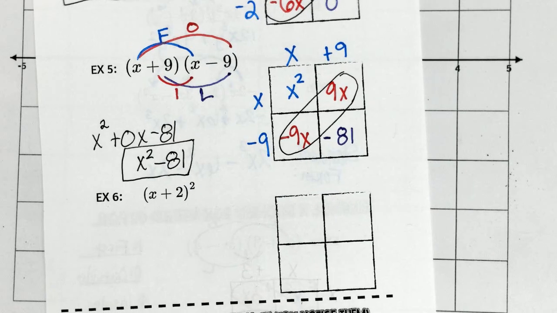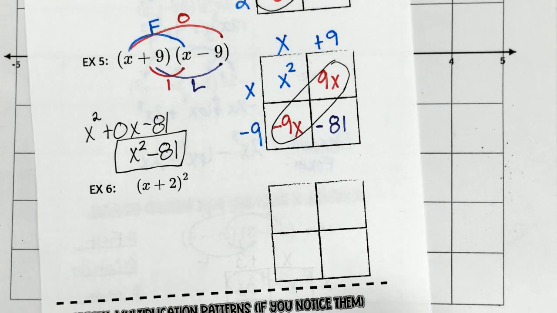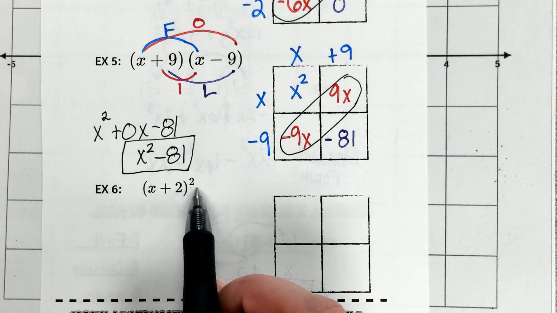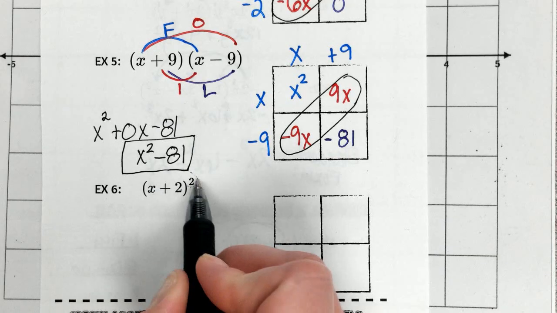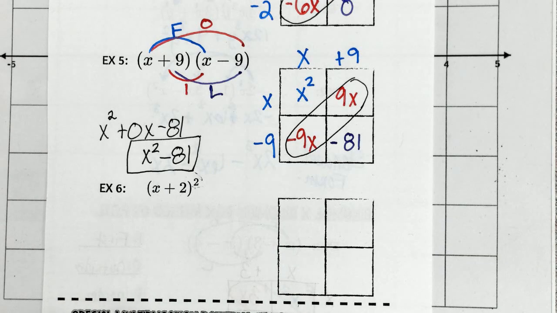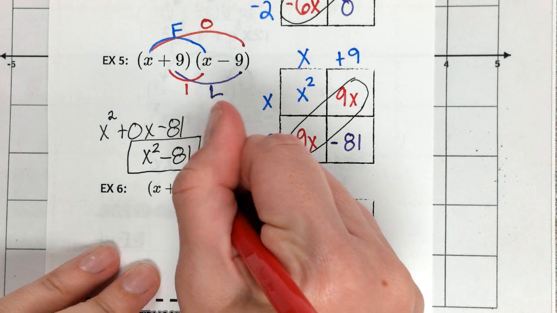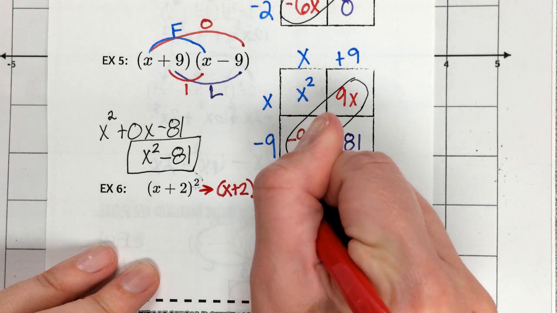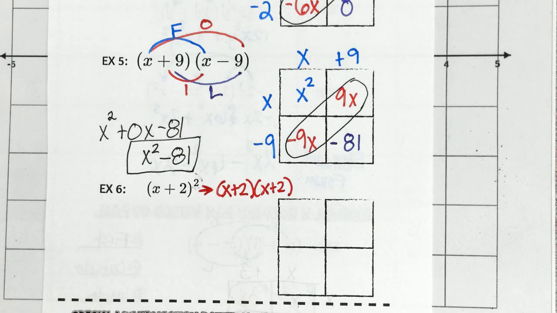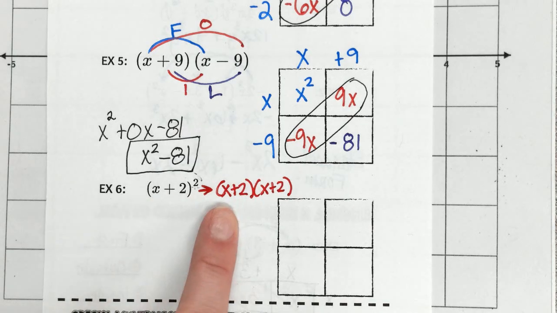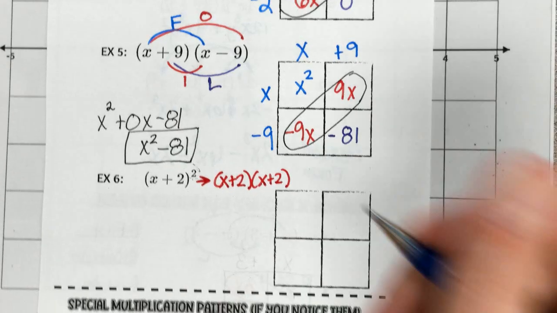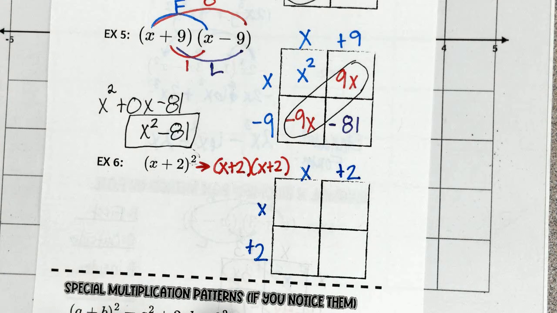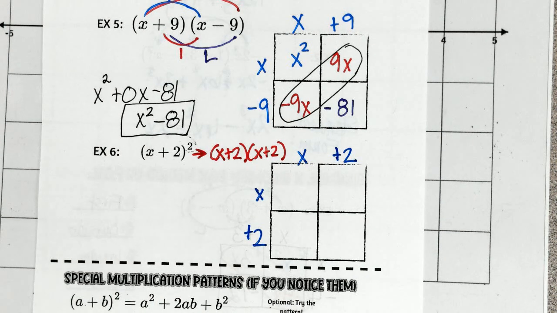All right, and then last one. People do this one wrong all the time. Don't be like people and mess this up, okay? If I see this, x plus 2 squared, I cannot distribute the squared. That's not a thing. That doesn't work, okay? What this is actually saying is x plus 2 times itself. That's what squared means, right? So it's not saying distribute the squared. It means x plus 2 times x plus 2. So you can set up your box like that. X plus 2, x plus 2.